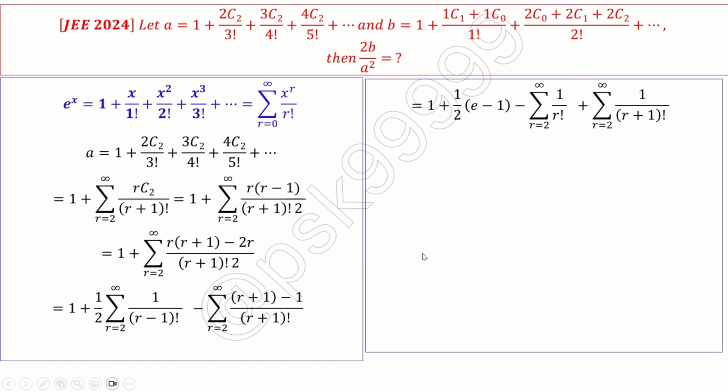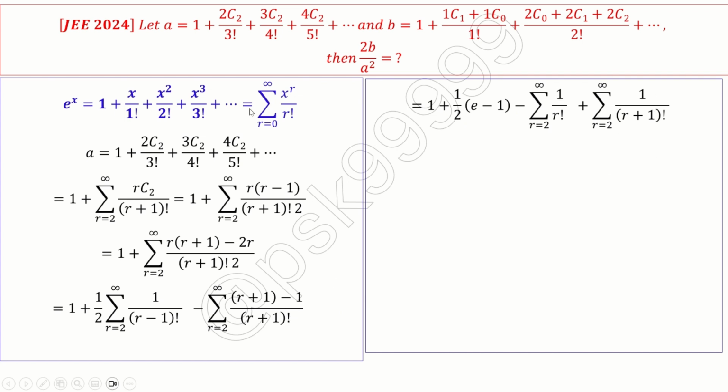Simplification again. Correct? Now look at this value and the e power x expansion. If I substitute x equal to 1, this will become sigma 1 by r factorial. Correct? Sigma 1 by r factorial. This is 1 by r minus 1 factorial, which means only one term is less. So this is nothing but e minus 1. So I'll substitute 1 plus half into e minus 1 minus this. I'm splitting it again. r plus 1 divided by r plus 1 whole factorial, which means 1 by r factorial minus 1 by r plus 1 whole factorial.